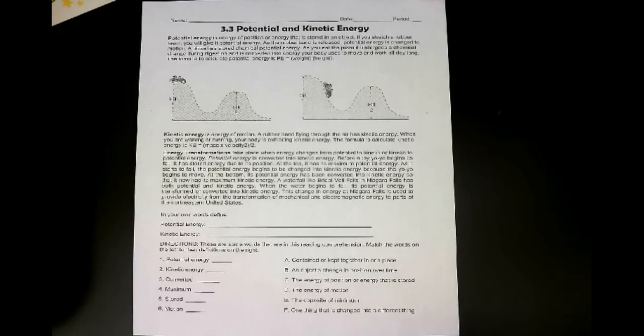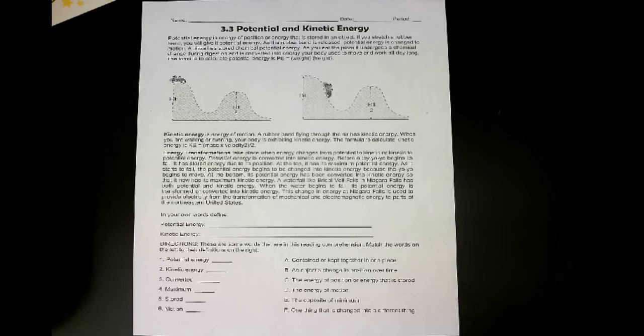Kinetic energy. Kinetic energy is energy of motion. A rubber band flying through the air has kinetic energy. When you're walking or running, your body is exhibiting kinetic energy. The formula to calculate kinetic energy is KE equals mass times velocity squared divided by 2. Energy transformations. Energy transformations take place when energy changes from potential to kinetic or kinetic to potential energy.